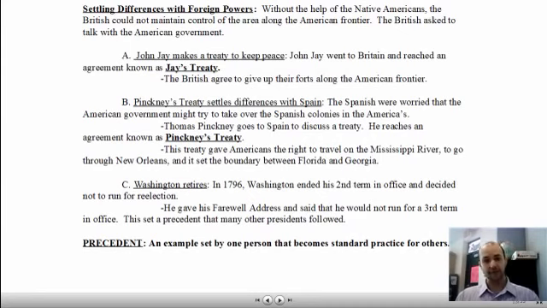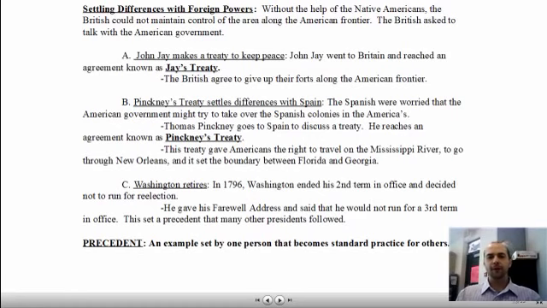run for re-election. He gave his farewell address and said that he wouldn't run for a third term because he believed that 2 terms was enough, and 3 terms people would start to think of him as a king, and he and others did not want that.